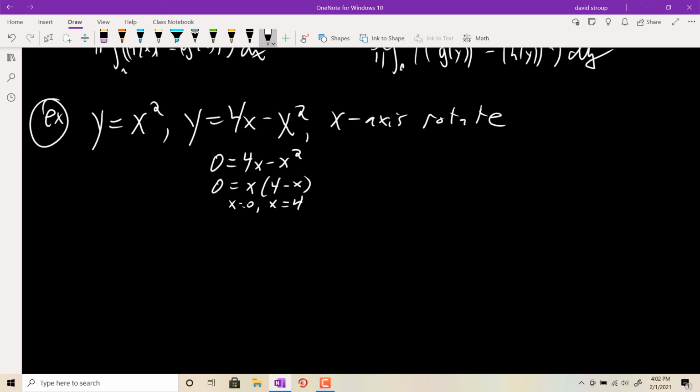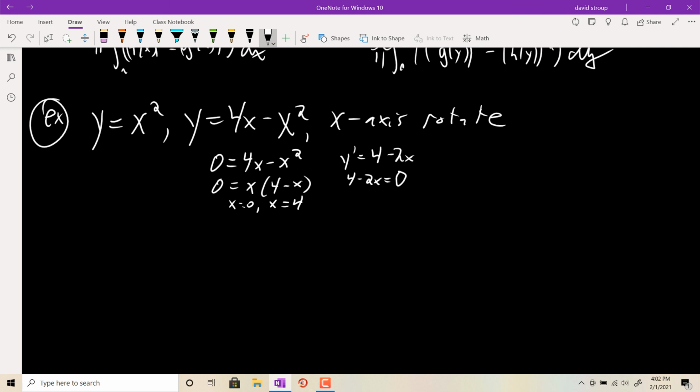Its vertex. To find the vertex, you could take its derivative and get the critical point. So you remember doing that maybe in Calc 1. 4 minus 2x. Set it equal to 0. That gives you the critical value, because the critical number tells you about maxes and mins. And if you're dealing with a parabola, in this case, the minimum is going to be at the vertex.